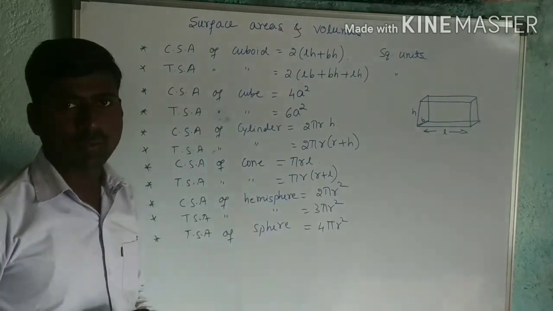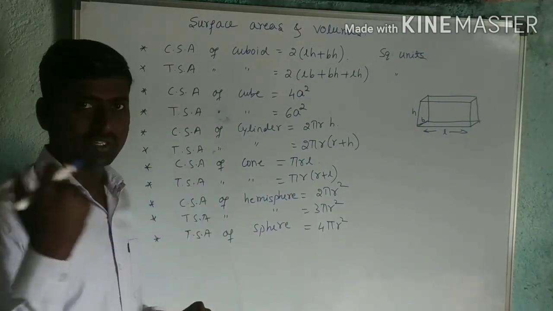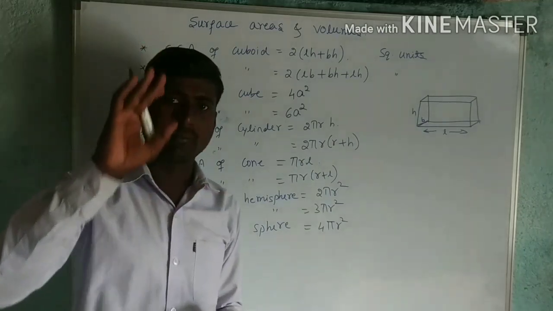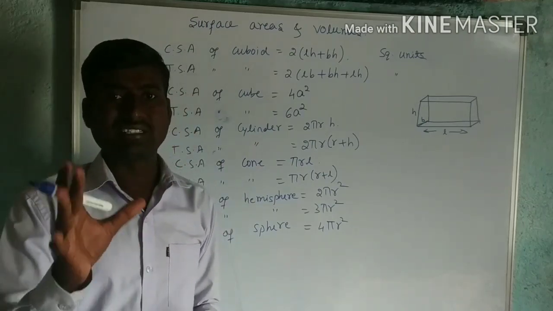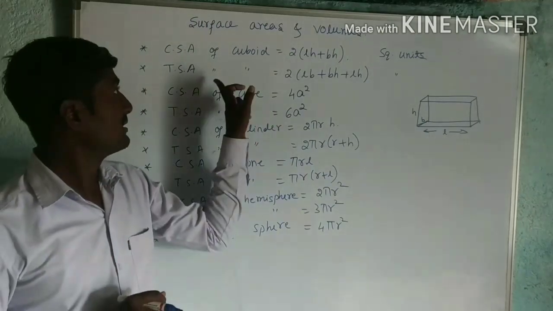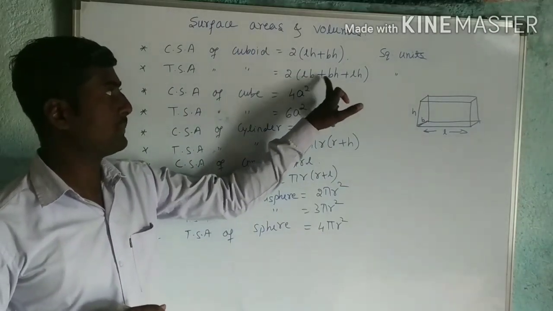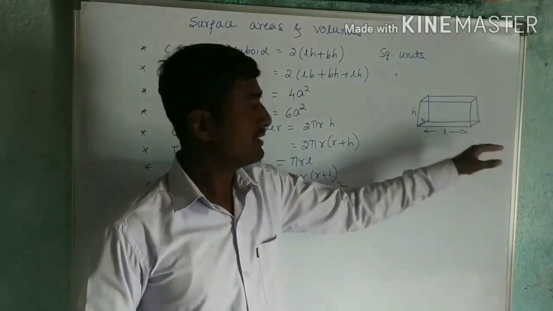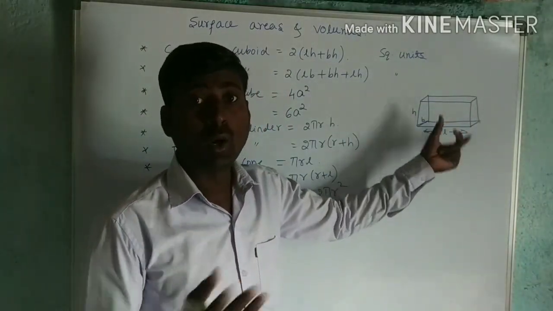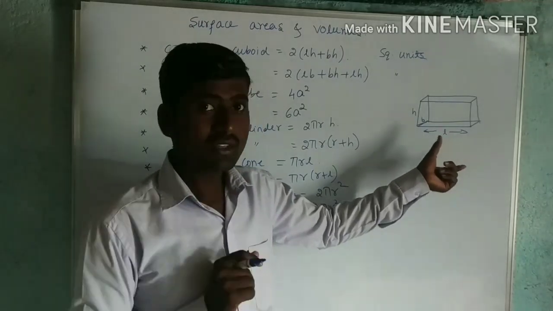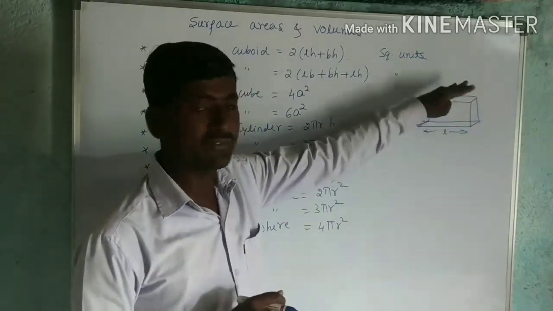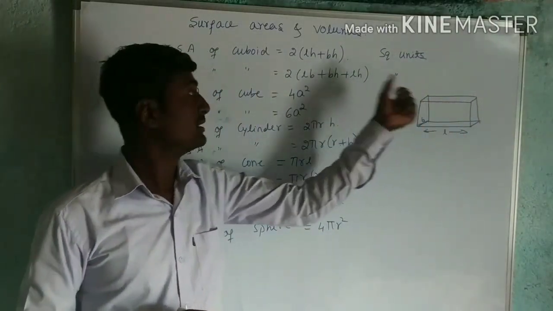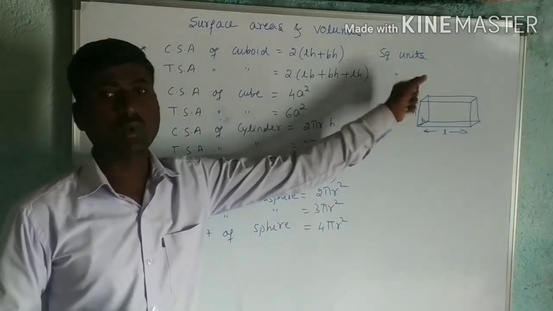The next one, TSA of cuboid. I already explained: if you consider a room with 3 dimensions L, B, H, top and bottom and 4 walls, all 6 faces are included. So the TSA is 2 into (LB + BH + LH). All 6 faces are considered, so the TSA of this cuboid is 2 (LB + BH + LH) square units.